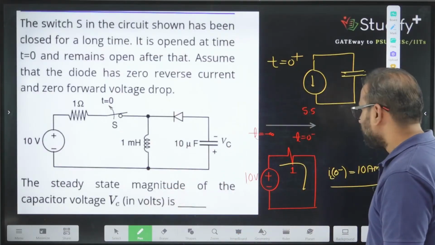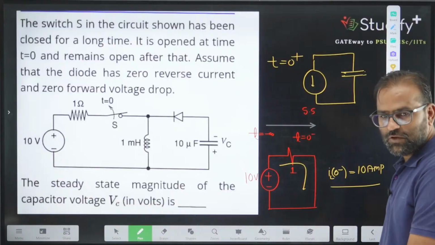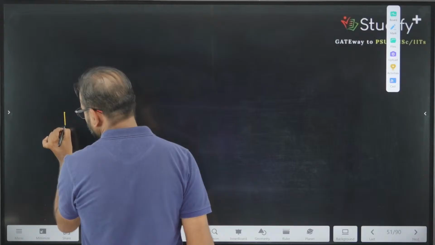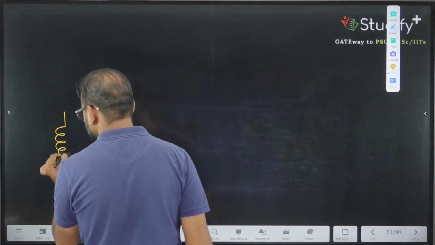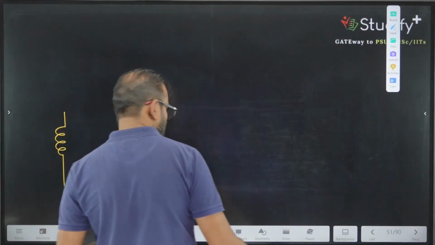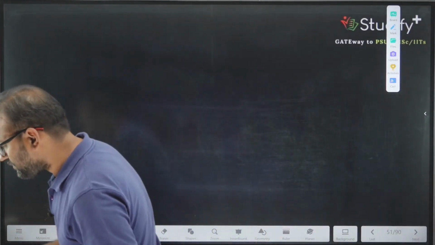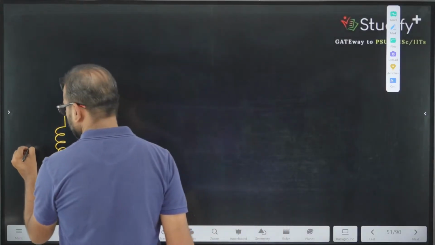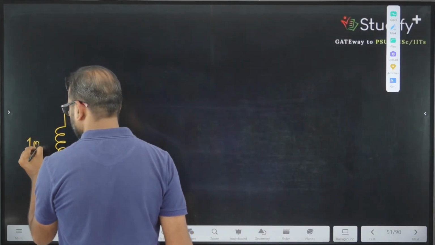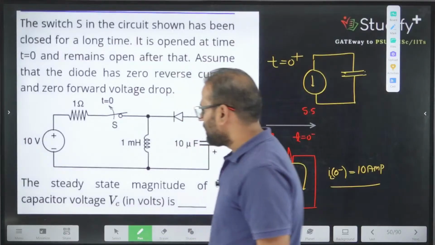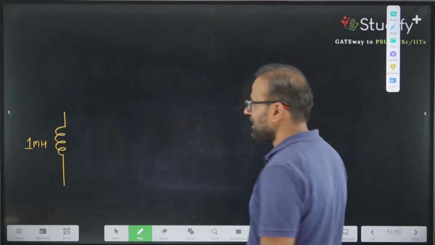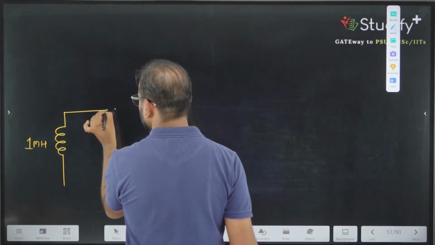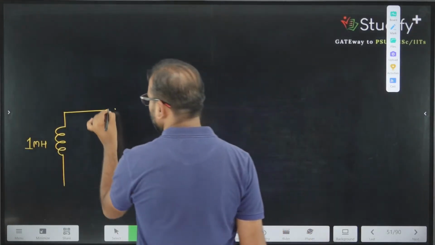So can I say, if I take the Laplace transform of the circuit for t greater than 0, how will it look? Our circuit in the time domain is this. This is a 1 millihenry inductor. Then we are having one diode, which is open circuited now.